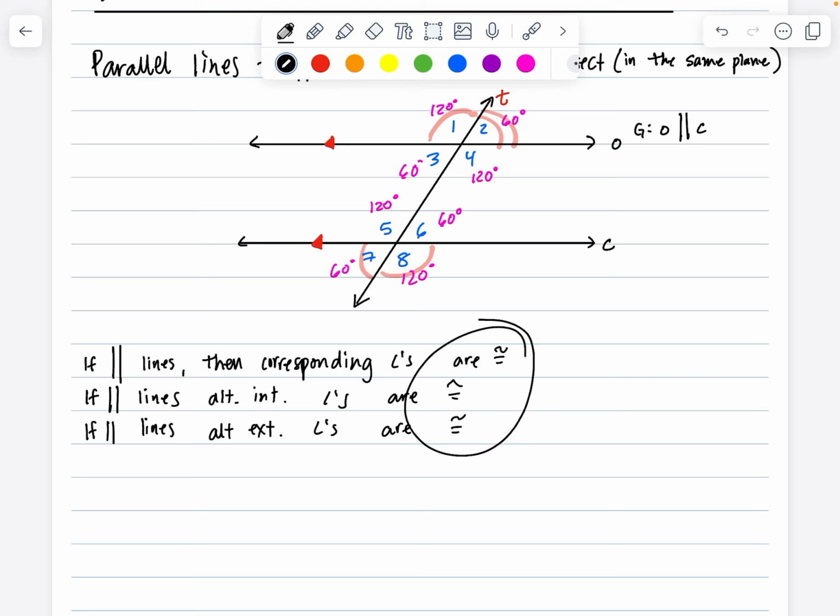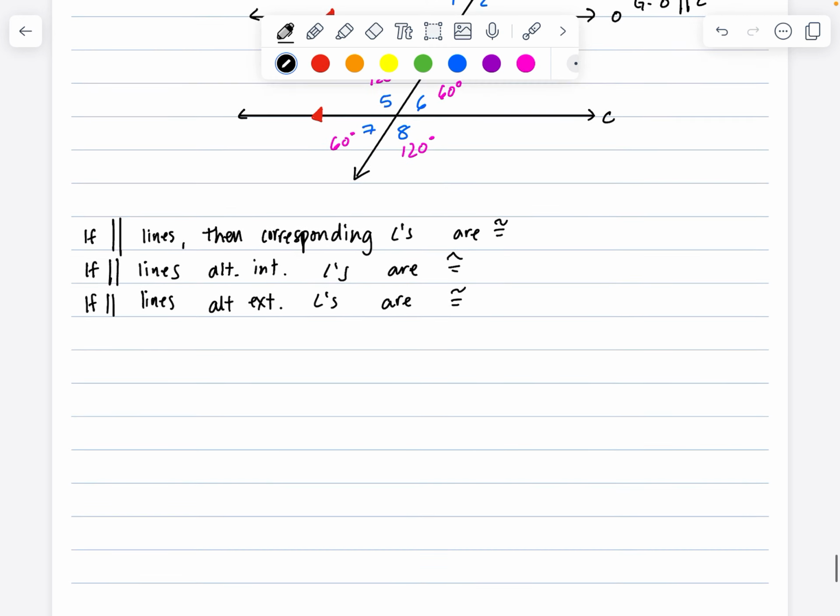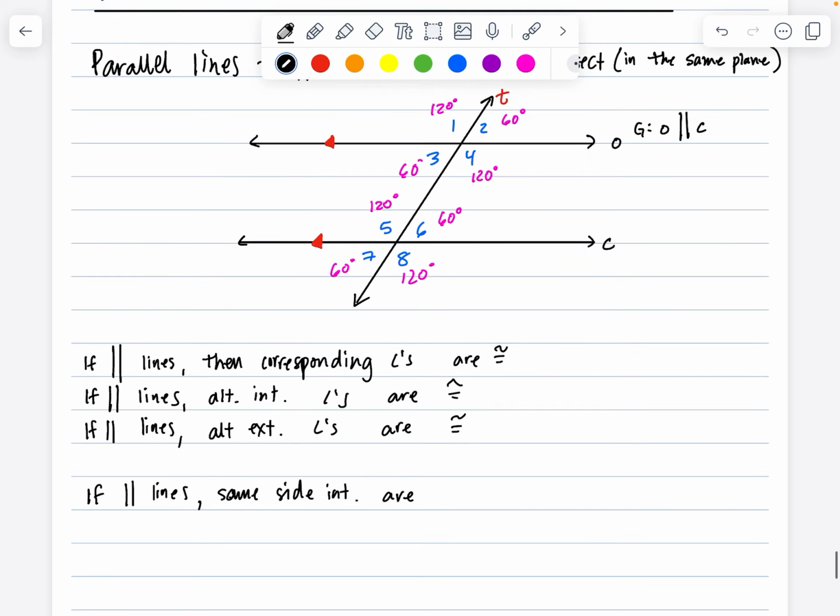So we have 3 different sets of congruencies if we have parallel lines in terms of angle pair relationships. So this is no coincidence just because of where they're positioned. But what happens with same side interior and same side exterior if we have parallel lines? So let's do another set. If parallel lines, then same side interior angles are what? Well, let's take a look.